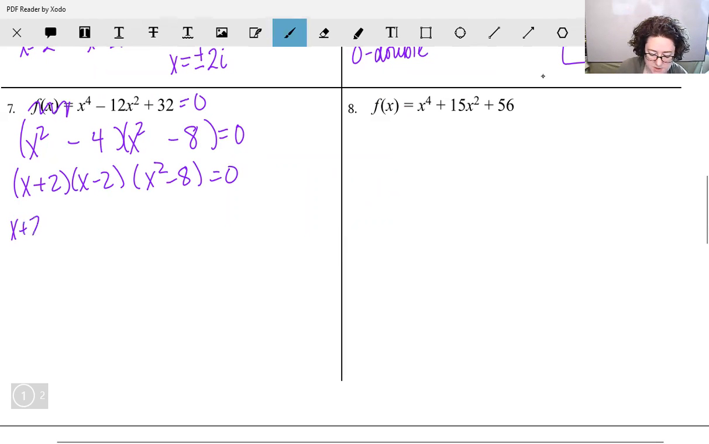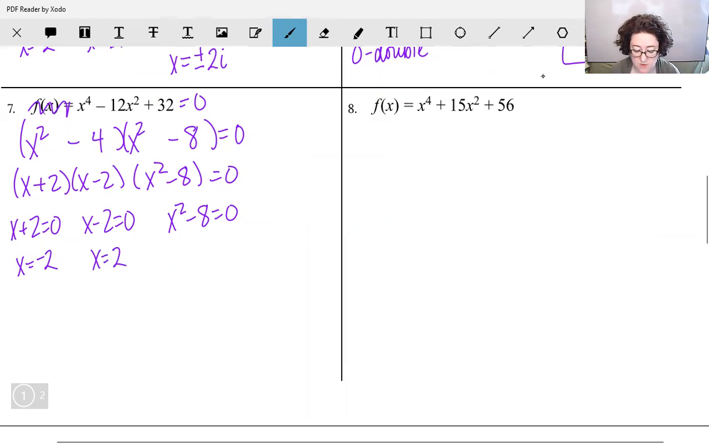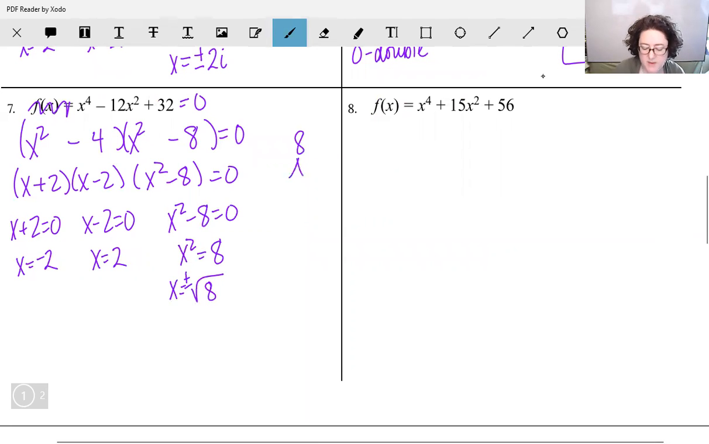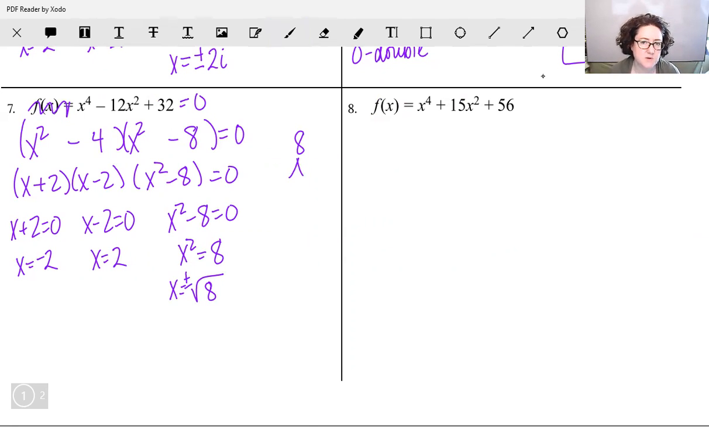So we have an x plus 2 equals 0. We have an x minus 2 equals 0. And we have an x squared minus 8 equals 0. Okay, first 2, pretty straightforward. Subtract our 2, so x equals negative 2. Second, add our 2, so x equals positive 2. And then third one, isolate your x by adding an 8 to both sides. And take your square root. So square root of 8, again, positive, negative. But technically, we really should simplify this out. So if you think about that 8, any perfect squares that we can factor out, oh, how about a 4?